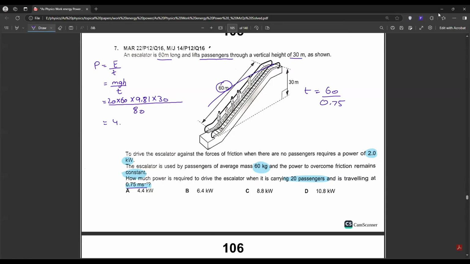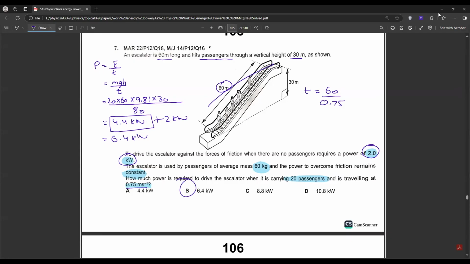Your power comes out to be 4.4 kilowatts. But if you give this answer, you would score a 0 because there is 2 kilowatts of power utilized to do work done against friction. So 2 kilowatt added here. The final power comes out to be 6.4 kilowatts. B is your answer.